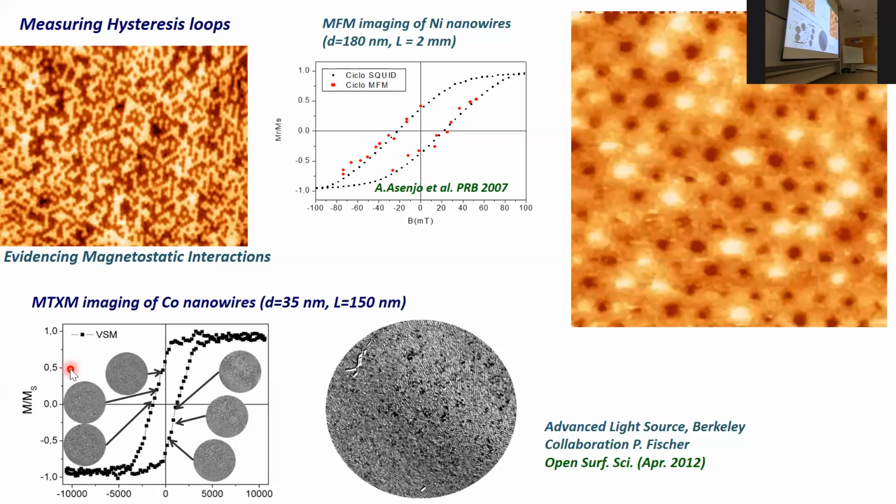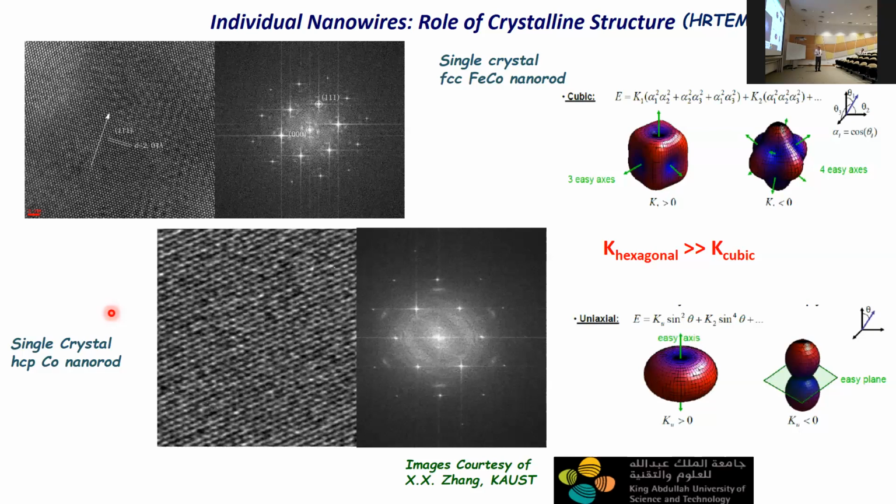Well, this is also at remanence, when we have a much larger area of the membrane. You see this labyrinthine structure is determined by the magnetostatic interactions between the nanowires because they are very close. So of course there is no exchange coupling, but only magnetostatic interactions. Now, from now on, I'm going to talk only about individual nanowires. This is, for example, the first characterization of the crystalline structure. The magnetocrystalline anisotropy of these nanowires is very important. This corresponds to an iron cobalt nanowire, which is cubic in its lattice.